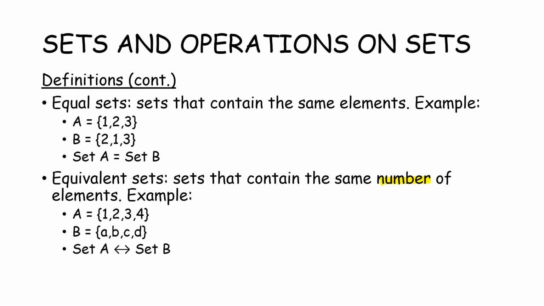An example here is if we have the set A equal to 1, 2, 3, 4, and set B equal to A, B, C, D. Both set A and set B contain 4 elements in total, and as such, they are equivalent. We can then say that set A is equivalent to set B and is denoted by this sign here.